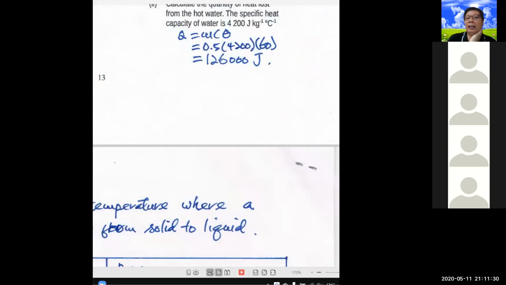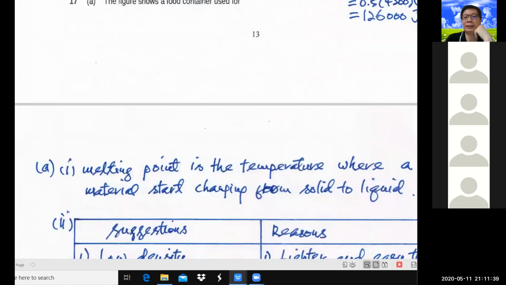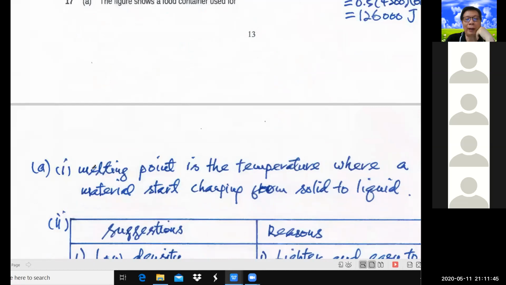Sorry, I need to close this one first. Okay, now can you see, right? I opened up the window picker. Melting point is a temperature where a material starts changing from solid to liquid. Do you all understand? Okay, now question 2.